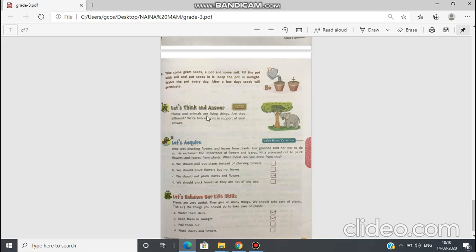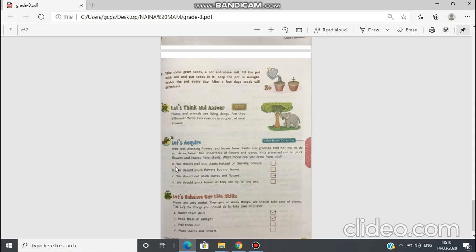Next is, plants and animals are living things. Are they different? Write 2 reasons in support of your answer. Learners, you have to do this question yourself. Hina was plucking flowers and leaves from plants. Her grandpa told her not to do so. He explained the importance of flowers and leaves. Hina promised not to pluck flowers and leaves from plants. What moral can you draw from this?